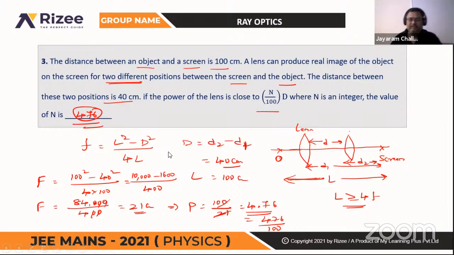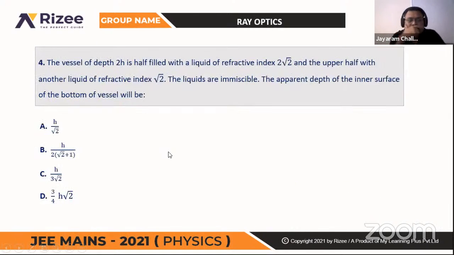So next one, sir. The vessel of depth 2h is half filled with a liquid of refractive index 2 root 2. A vessel is there of depth 2h. He is filling half, that means up to h height, with refractive index 2 root 2, and the upper half with a liquid of refractive index root 2. That means in a container he is taking two liquids.